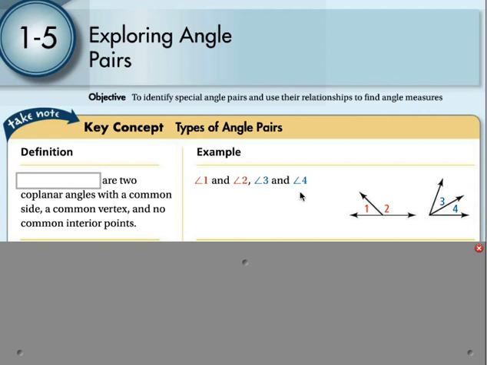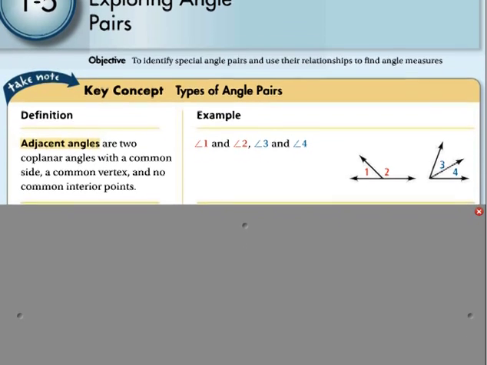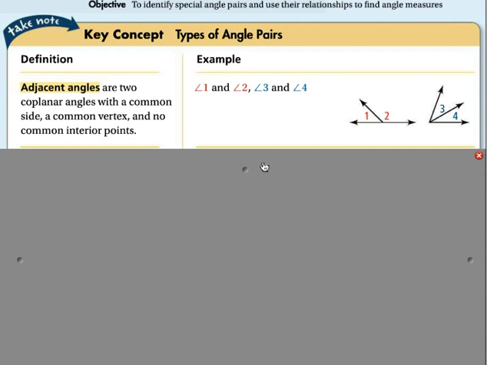In this example, you see angle 1 and 2 and angle 3 and 4, and we're looking for a type of angle where there are two coplanar angles with a common side, a common vertex, and no common interior points, and those are called adjacent angles. Adjacent angles share a side, they share a vertex, but they don't share any common points inside. Make sure you understand what an adjacent angle is.